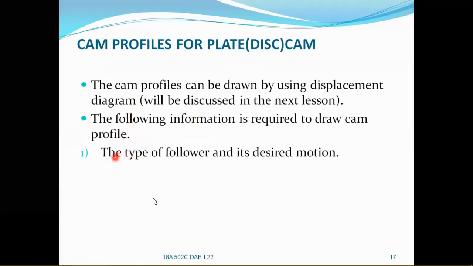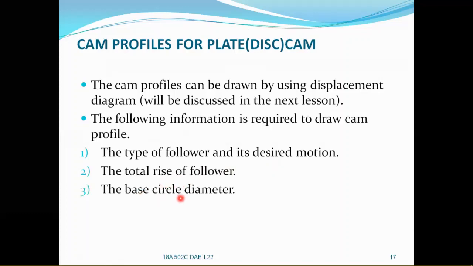Number one, the type of follower and its desired motion. The type of follower may be the knife edge follower, the roller follower, the flat follower, or the mushroom follower. And its desired motion may also be different for each type of follower. And the total rise of the follower is nothing but the lift or stroke or throw of the follower.